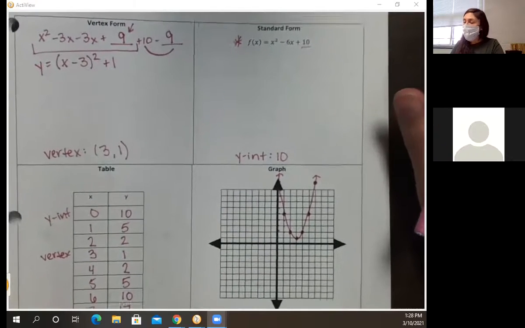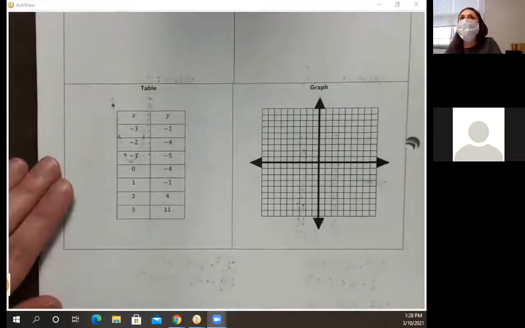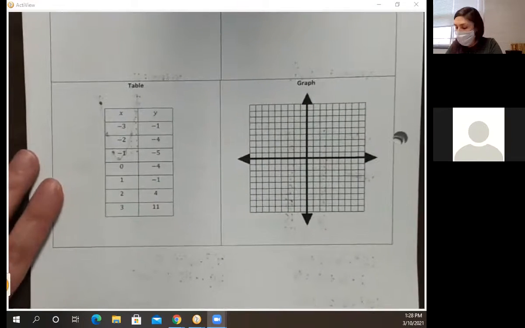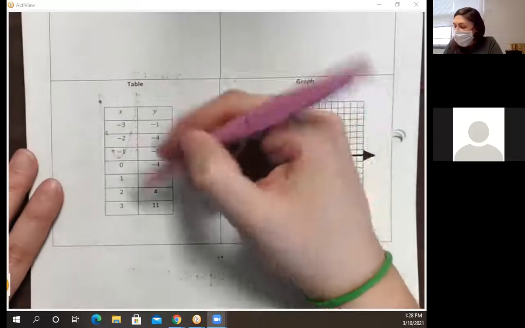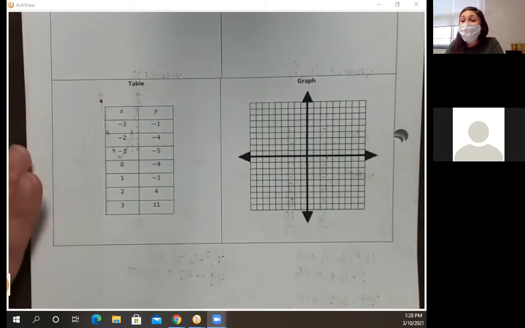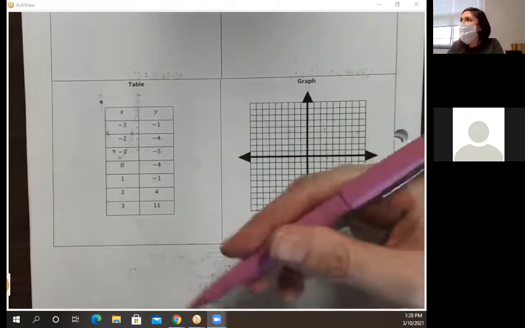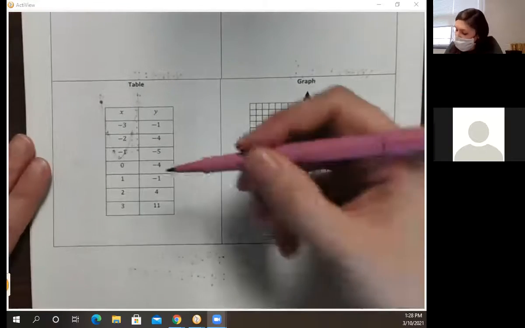Okay, we're going to take a look at one more problem together for today. On page 14, this time we're starting with a table. Since I got the table, I'm going to go ahead and plot those points to sketch my graph. For the other problems that we did today, I got the table and then I graphed. So I'm going to do the same thing here. I have the table, so I'm going to go ahead and graph this.